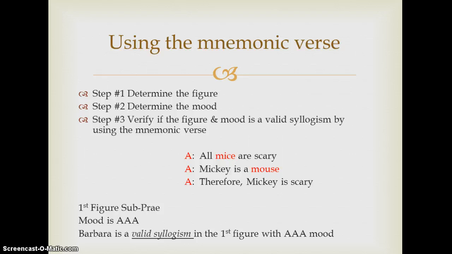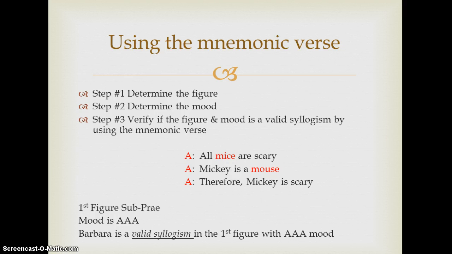As the book says, there's 3 steps when we want to use it to write out a syllogism, to construct a syllogism, or to look at a syllogism and decide if a syllogism is valid. So here we're going to look and see, is this syllogism valid? So the first thing we need to do is determine the figure. And let's work with this. All mice are scary. Mickey is a mouse, therefore Mickey is scary. So the figure in this syllogism is sub pre. Therefore it is a first figure.